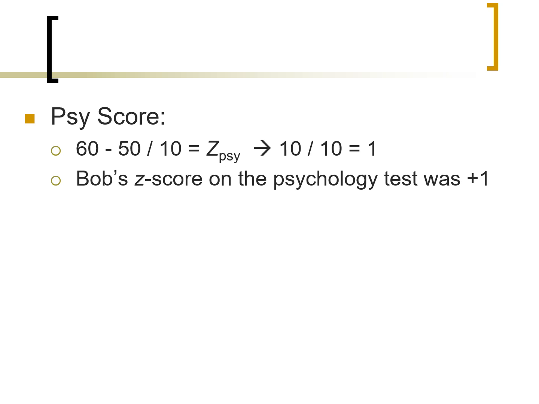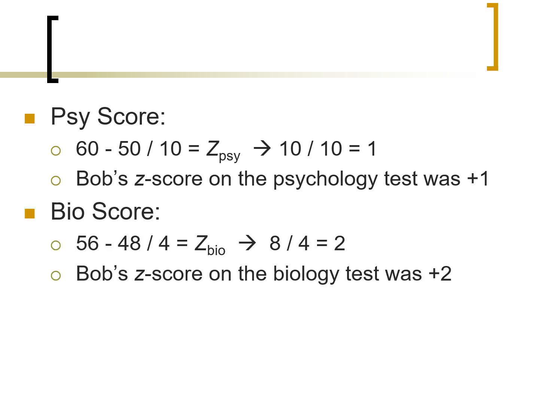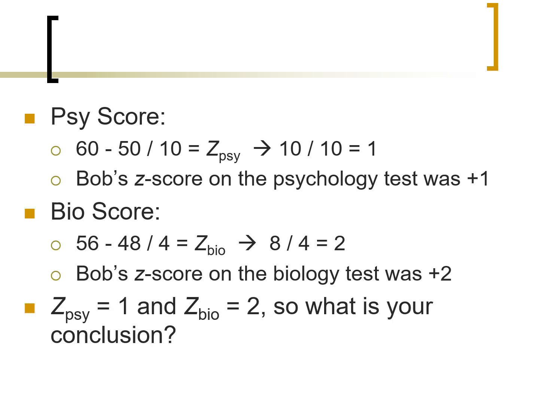So just working those out from the last slide, again, we can see Bob's Z-score in psych was +1, and his score on biology was +2. So he should be more proud of his biology score because it was more standard deviations above the population average.